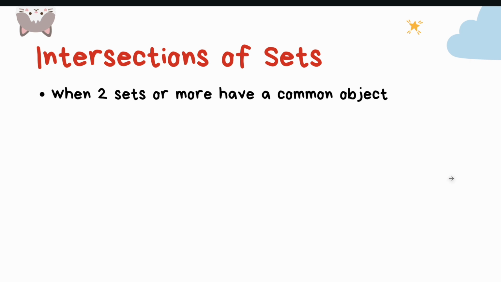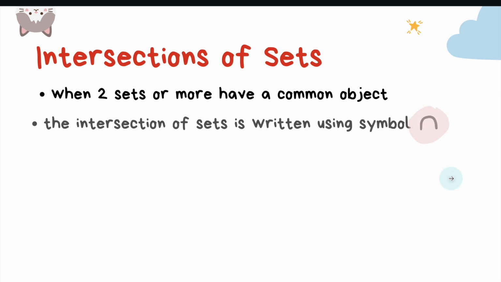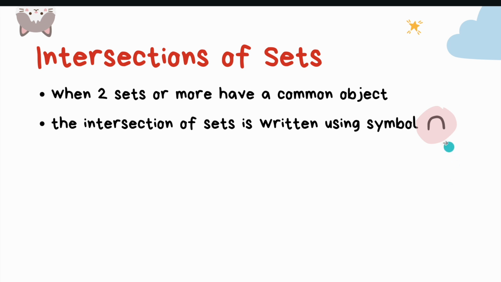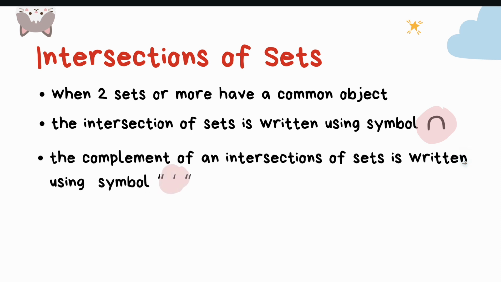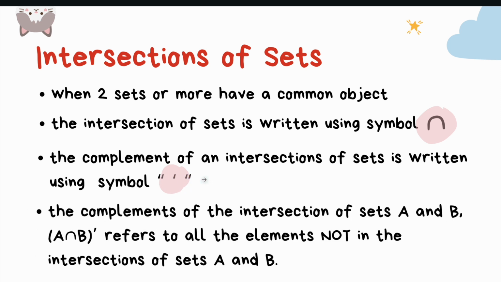Intersection of sets occurs when two sets or more have a common object. The intersection of sets is written using the symbol that looks like an upside down of the letter U over here. The complement of an intersection of sets is written using this symbol, which is just an apostrophe. The complement of the intersection of sets A and B, which can be written like this, refers to all the elements not in the intersection of sets A and B.